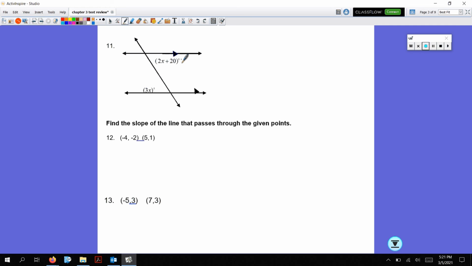Okay, I have this expression 2x plus 20 and 3x in between the parallel lines on opposite sides of the transversal, so they alternate, and they're inside, so they're alternate interior. So they're congruent. 2x plus 20 equals 3x. Go ahead and subtract 2x from both sides. I usually keep my variable on the left side, but since that's all I have on the right, I'm just going to do it this way. So 20 equals 1x, or just x. X equals 20.